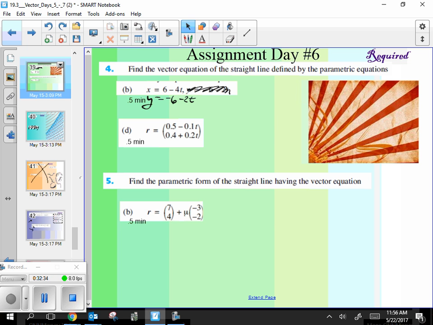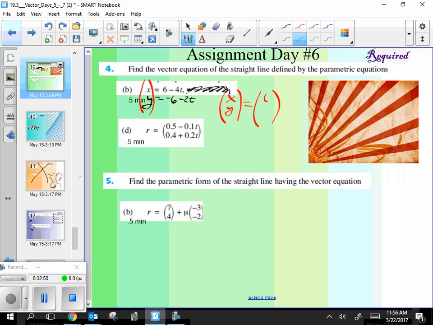Because then, can you see that it is parametric? And all I need is that vector form, which goes like this. X, Y equals what comes next? 6, negative 6, plus t times, get what I'm saying? The negative 4 and the negative 2. There you go. I answered the first one for you.